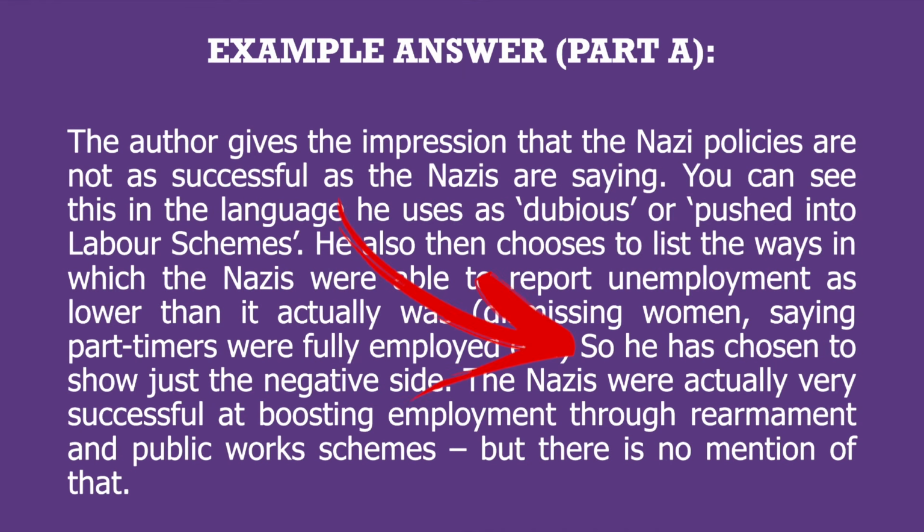Then he writes that he has chosen to show just the negative side. The Nazis were actually very successful at boosting employment through rearmament and public work schemes, but there is no mention of that. So this is his concluding statement. So in the second last sentence, you can see that he has used the selection part of ITS, and that is what I was talking about. You have to write what side he is portraying. So he's portraying just the negative side, and then you can add a concluding statement or two.